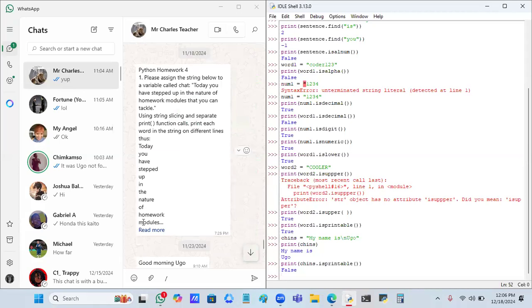Strip simply trims your string. It removes the spaces on the left and on the right. It trims your string. Do you understand? It removes the spaces on the left and on the right.